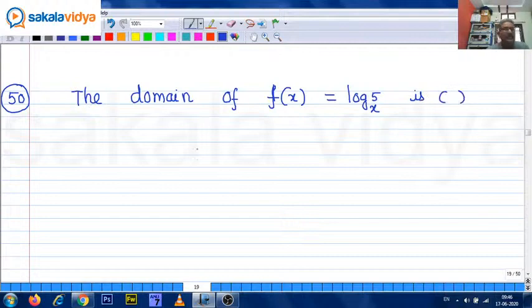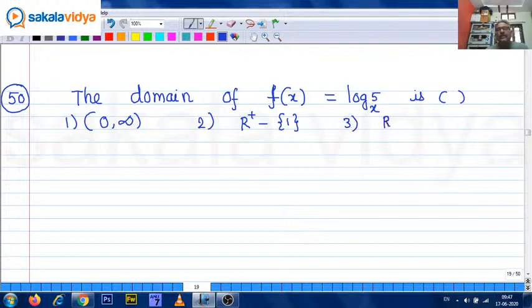Log pi to the base x is: first one is 0 to infinity, second one is R plus, positive real numbers except 1, third, real numbers except 1, fourth option is open 0 comma 5.